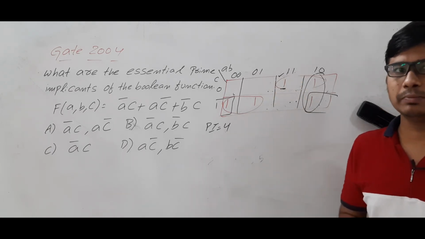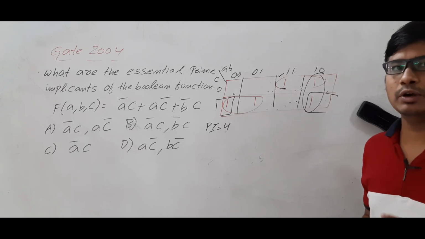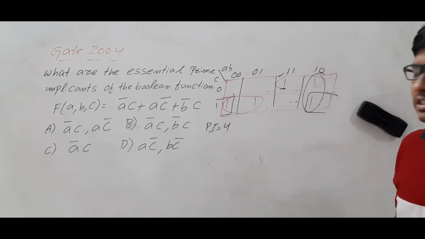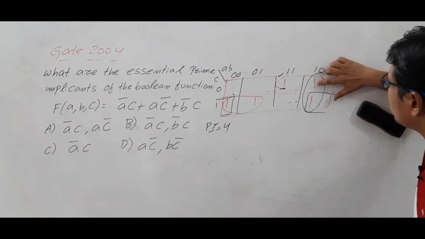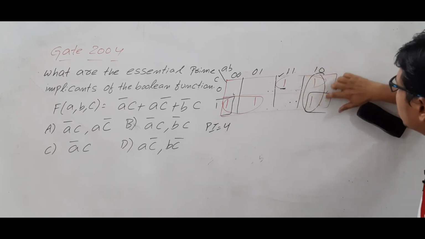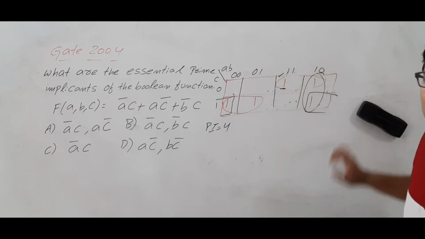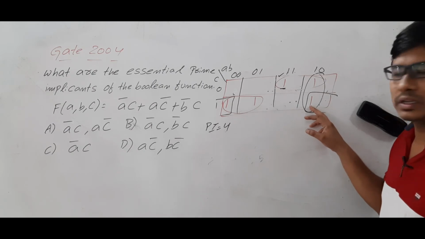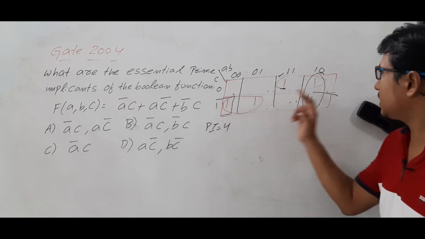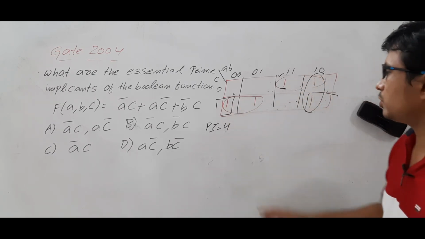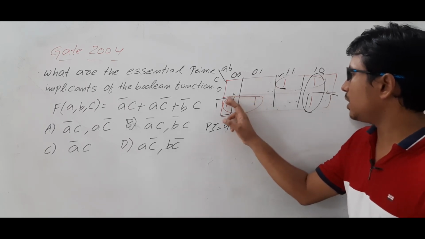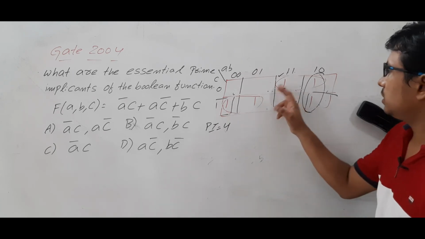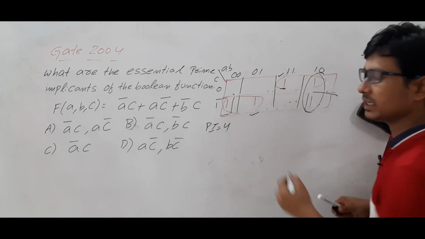What is an essential prime implicant? If any min term is covered by only one unique prime implicant, then I will call it an essential prime implicant. Now come to this one. This one is covered by this prime implicant and also this prime implicant. So I cannot have any essential prime implicant for it. Come to this one. This one is covered by this prime implicant, also this prime implicant. Not possible. Come to this one. This is covered by only this prime implicant. So till now we got 2 essential prime implicants.